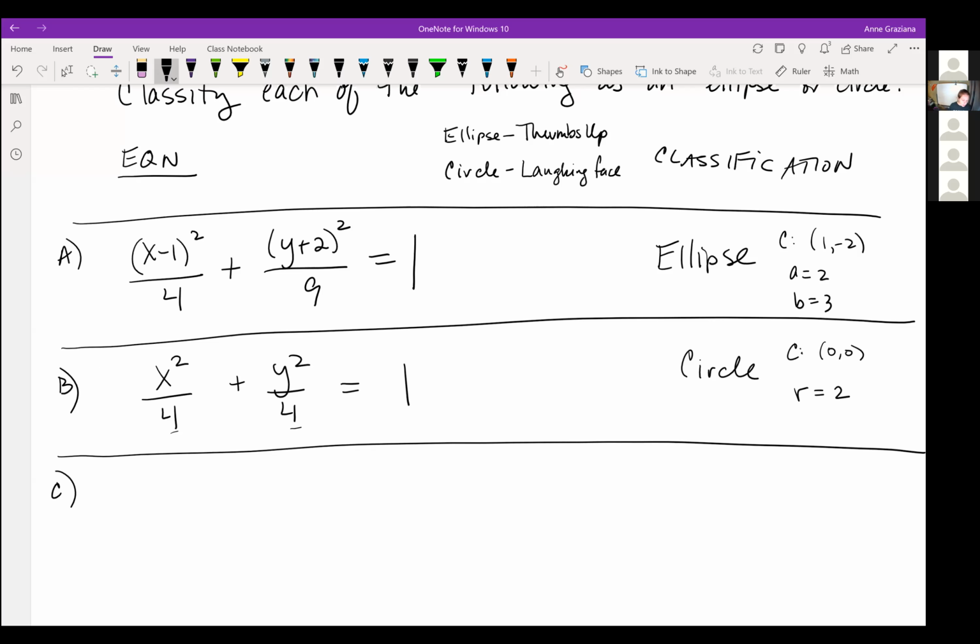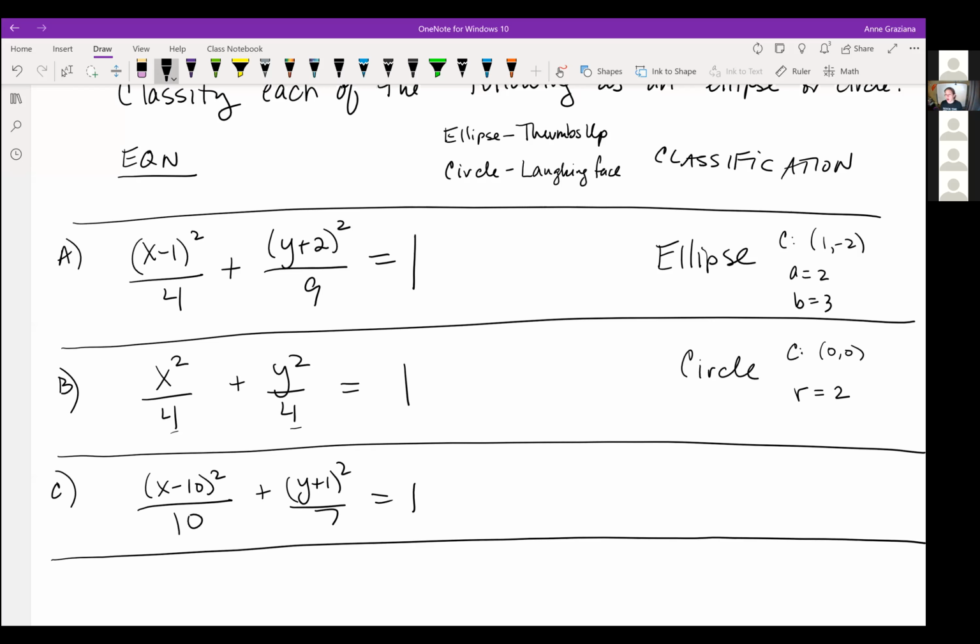Okay. All right. Here's another one. (x minus 10) squared over 10 plus (y plus 1) squared over 7 equal to 1. What do you guys think? I want 100% participation. Thumbs up for ellipse or laughing face for circle. And I will tell you it's one of those. All right, a lot of thumbs up. Okay, good. This is an ellipse.